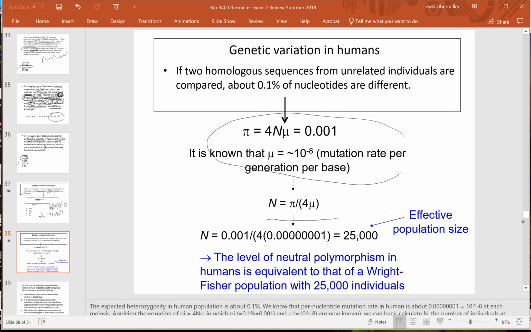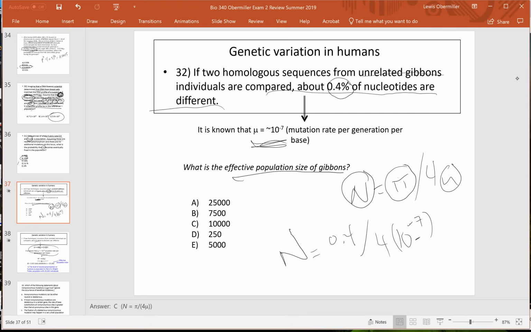This is a different slide. It's giving you different numbers, but the answer is still the same, right? So we do 4 times 0.2.